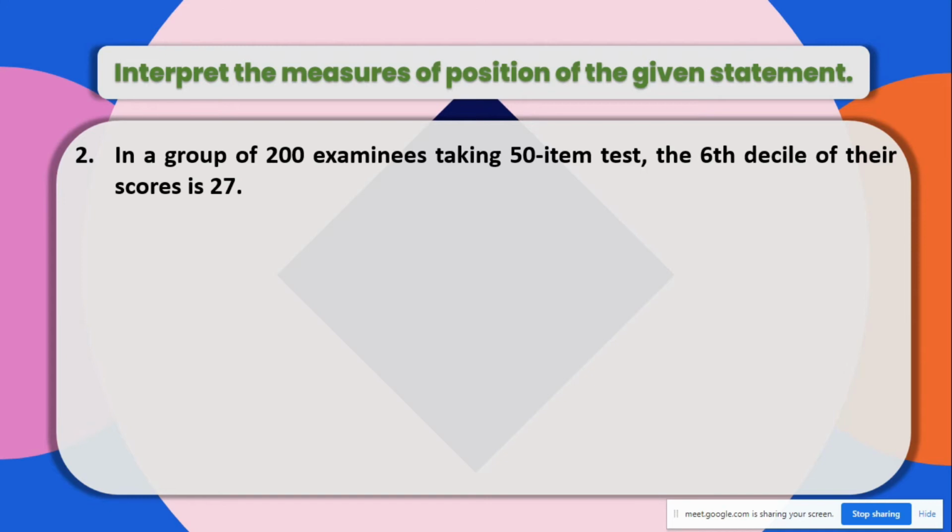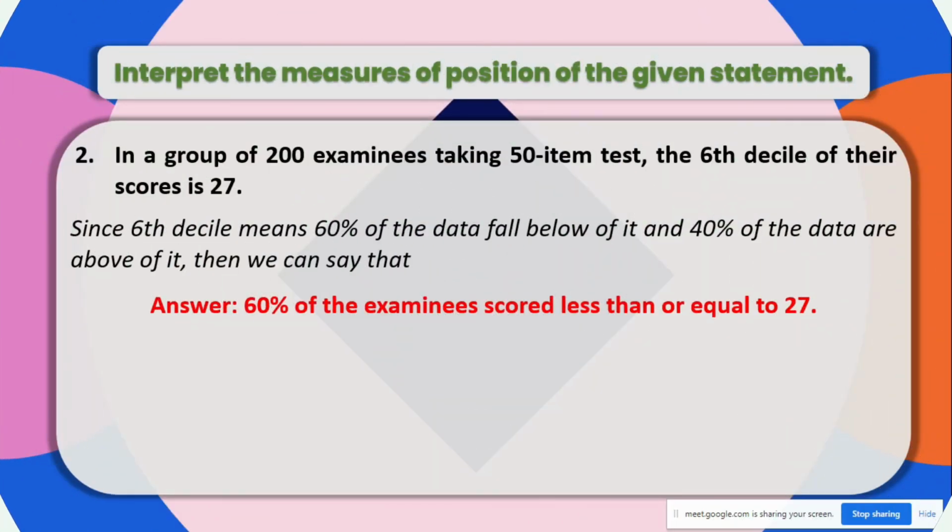So 60%, tapos yung score daw is 27. So to interpret, we say 60% of the examinees scored less than or equal to 27. So kung may 60% na mas maliit pa or pwedeng pareho ng 27, ilang percent naman kaya yung nakascore ng mas malaki pa sa 27? Ilan? Anybody? 40%, sir.